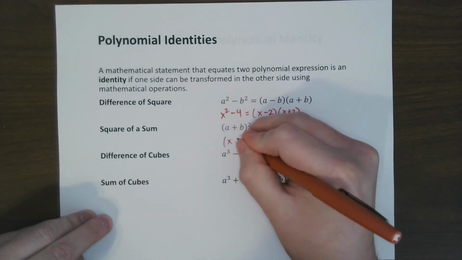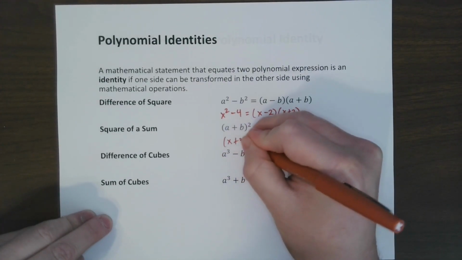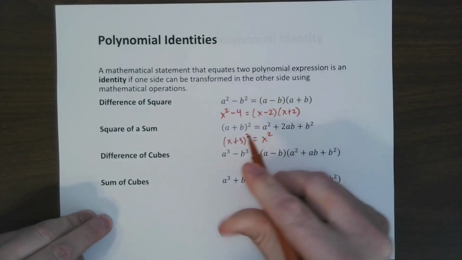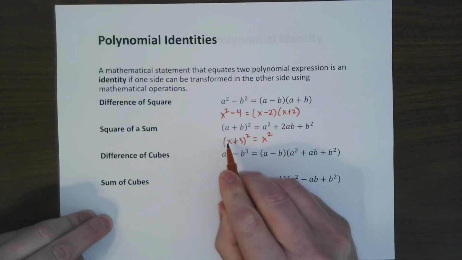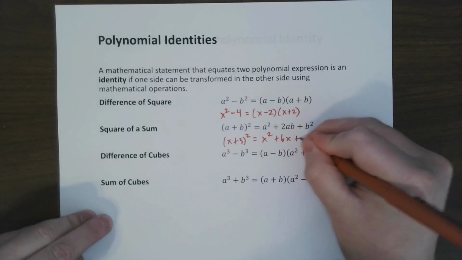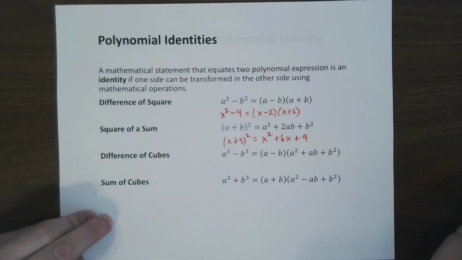So for a sum of a square, same story. If I have x plus 3 squared, the way you multiply this out quickly is you go x squared, do 3 times x, and then double it. So we get 6x, and then 3 times 3, which is 9.